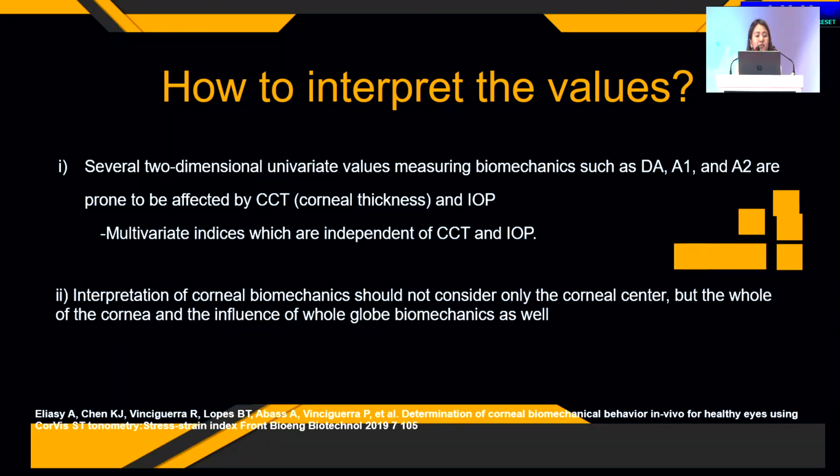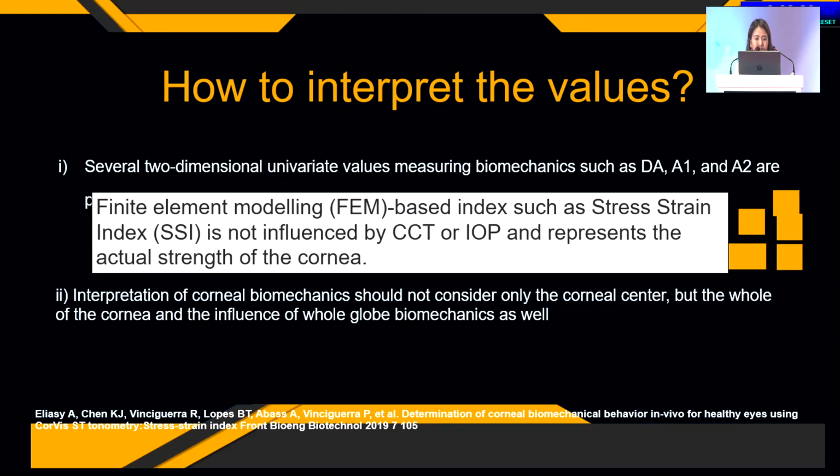So the interpretation of corneal biomechanics, as we know, takes into account the central 8 millimeters of the cornea. The deformation of the central 8 millimeters of the cornea is taken into account with these machines. So the periphery of the cornea, especially the limbus and the sclera, is also important, as we know that the stiffness or the flexibility of the sclera can also have an effect on the central cornea and its biomechanical properties. So that should also be taken into consideration.